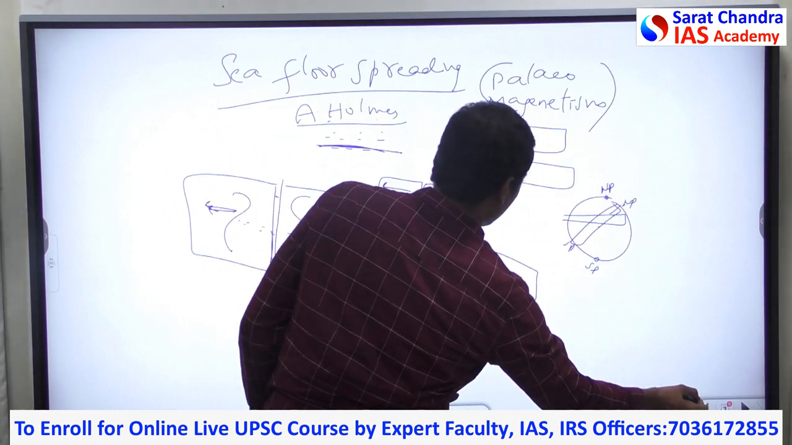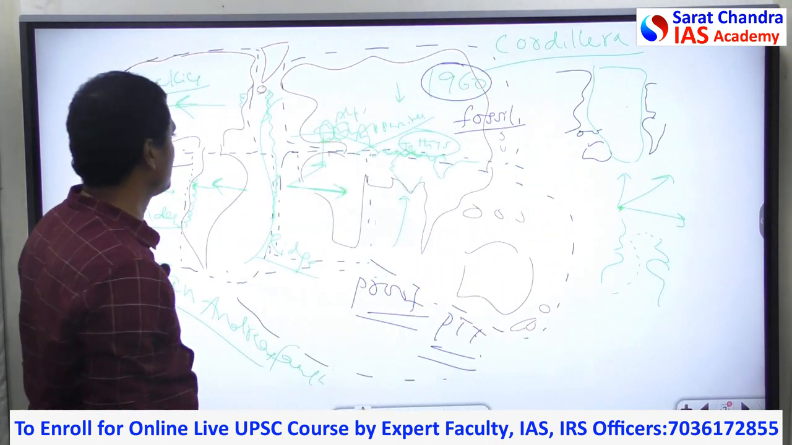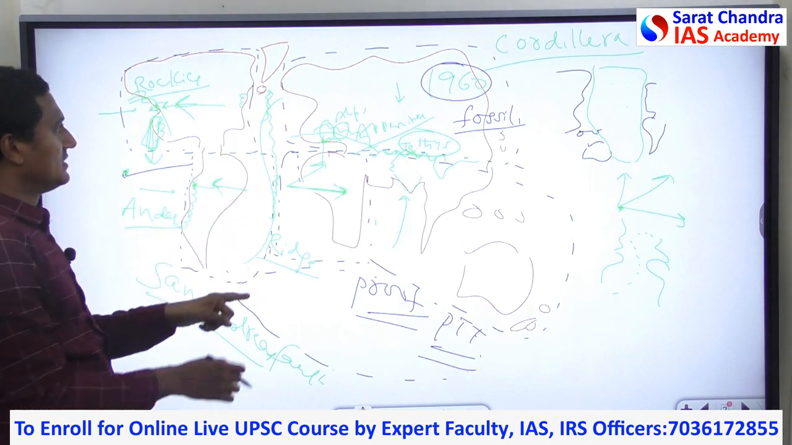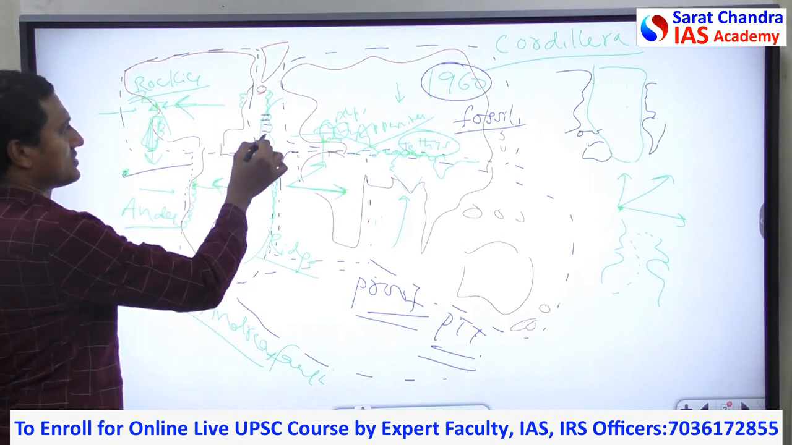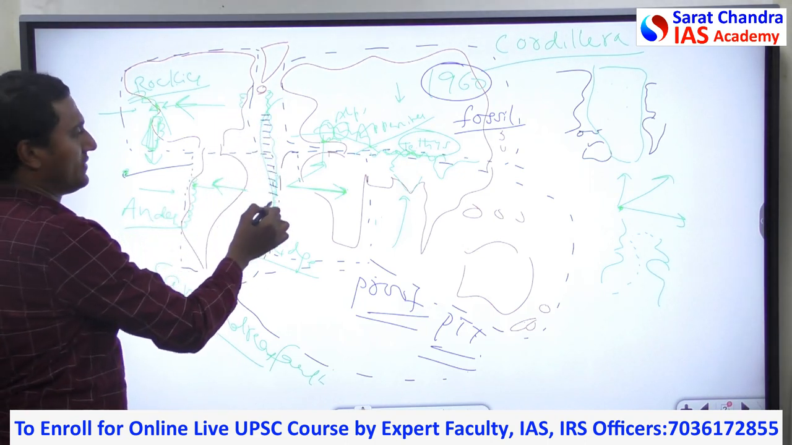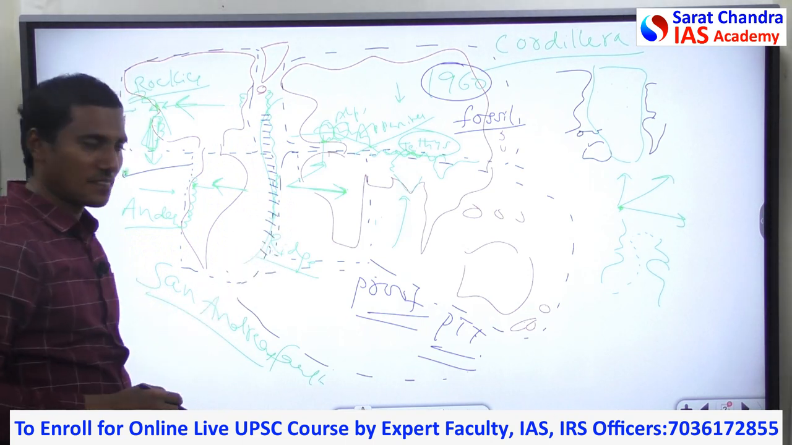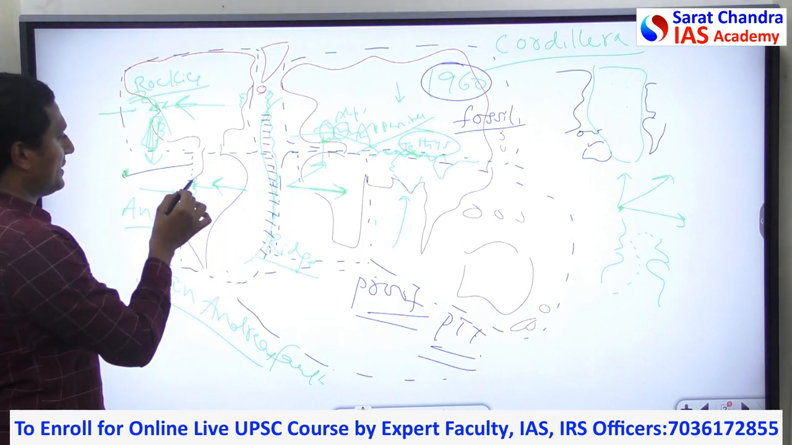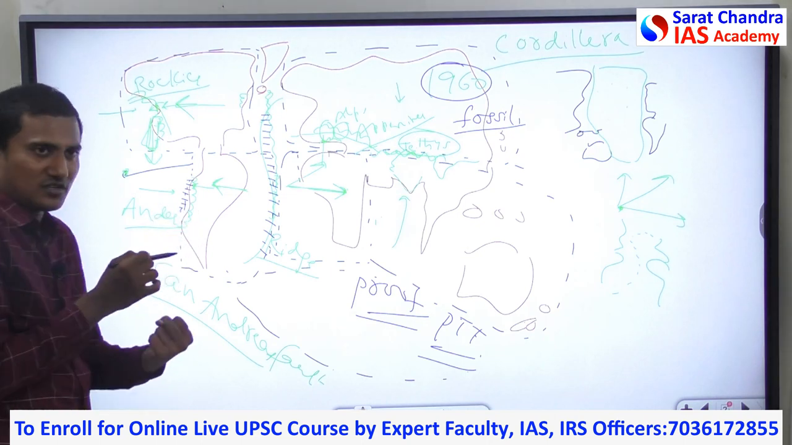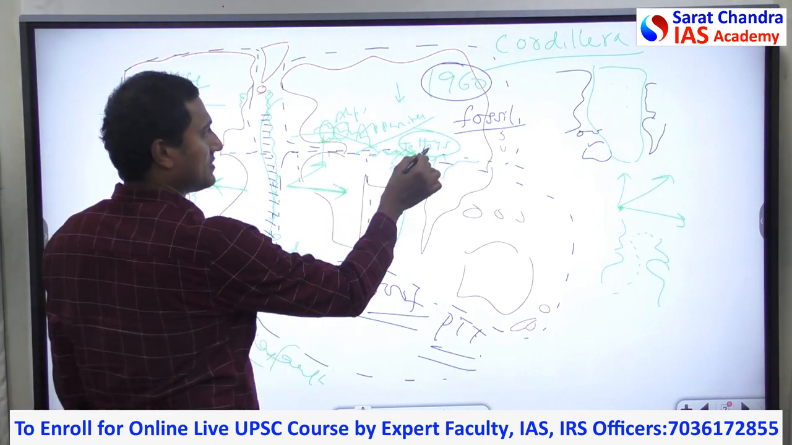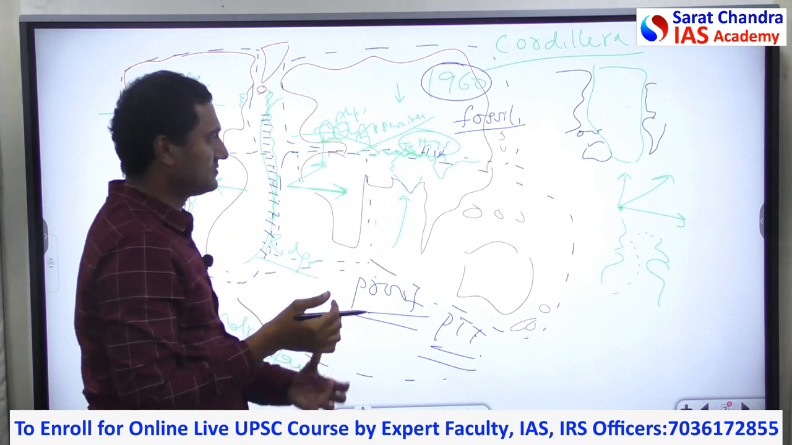Where is the world map, friend? World map. Here, see. These are the places where volcanoes occur. Volcanic mountains, mid-Atlantic ridge. And this is the place where volcanoes occur, because of high pressure. Even in the Himalayas, volcanoes occur because of high pressure inside the earth.